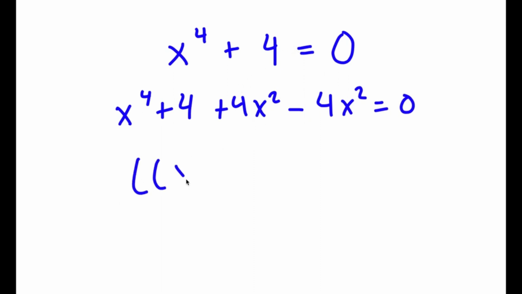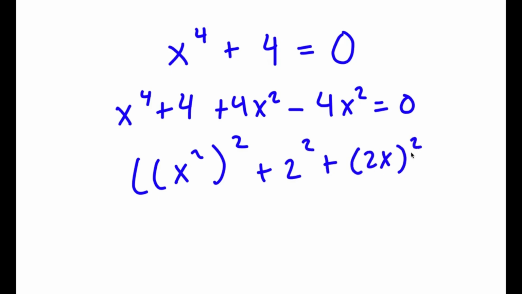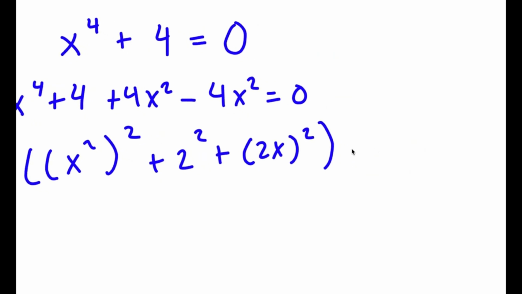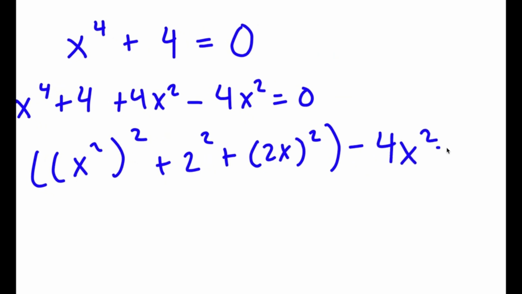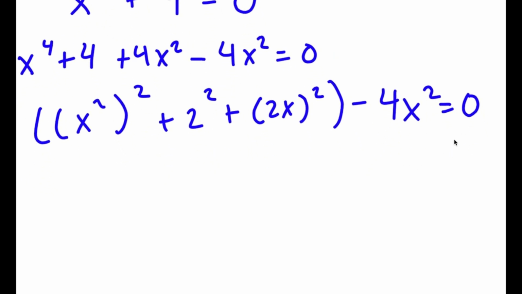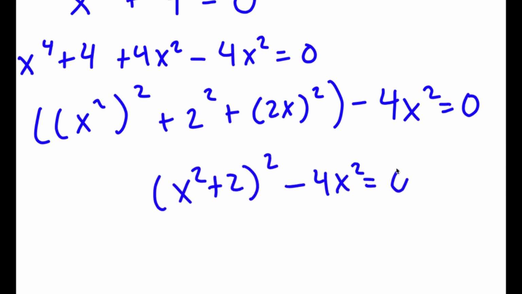Now, I'm going to rewrite this as x squared to the power of 2. I'm going to write x to the power of 4 as x squared to the power of 2, plus 4 I'm going to write as 2 squared, plus 4x squared I'm going to write as 2x to the power of 2, and I'm going to put this in parentheses, and at the end, I simply have minus 4x squared is equal to 0. Now, if I factor this, I get x squared plus 2 squared minus 4x squared is equal to 0.